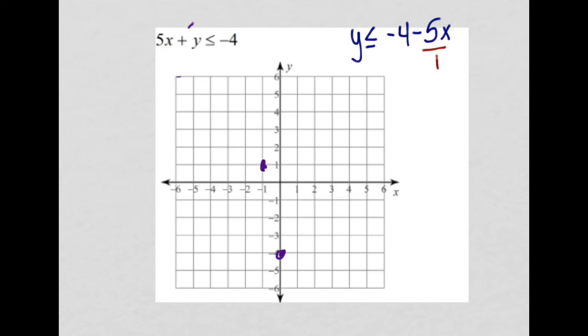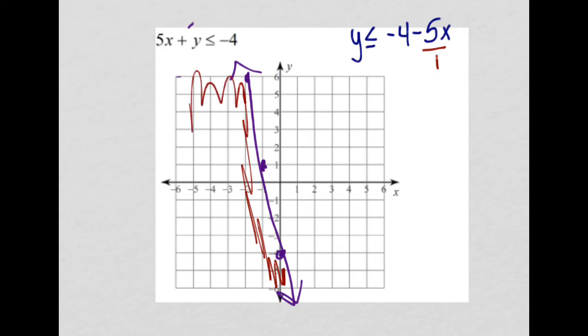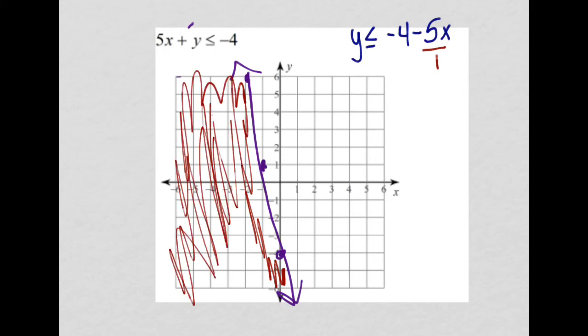And then I connect. How is it connected, you ask? It is connected with a solid line because of that little guy right there. Like that. Now let's determine our shading. Again, go to the y-intercept and read. It says y is less than or equal to. So where are my less than numbers? Are they below my line or above my line? They are below my line. So everything below the line and over gets shaded like this.